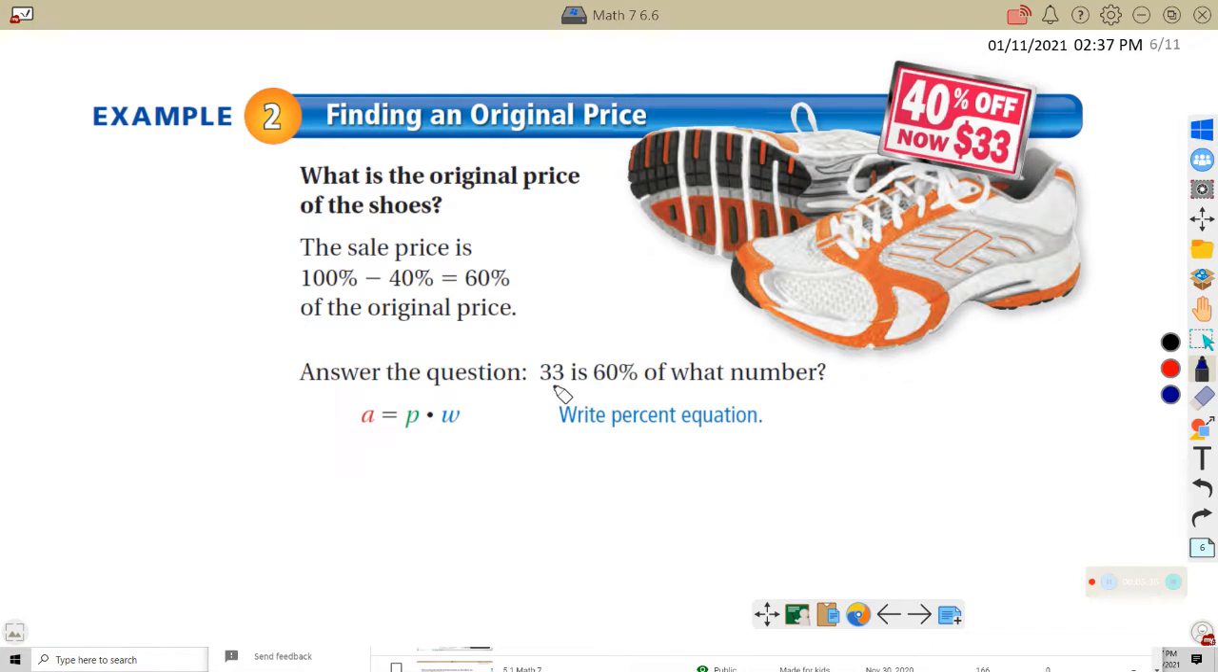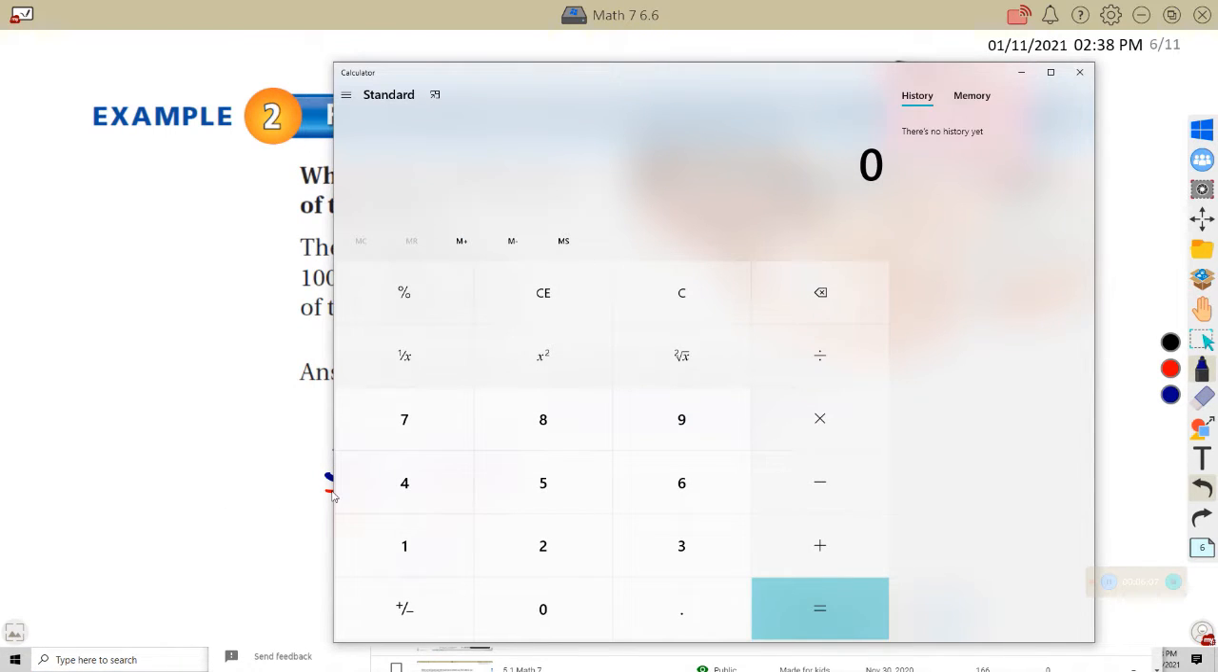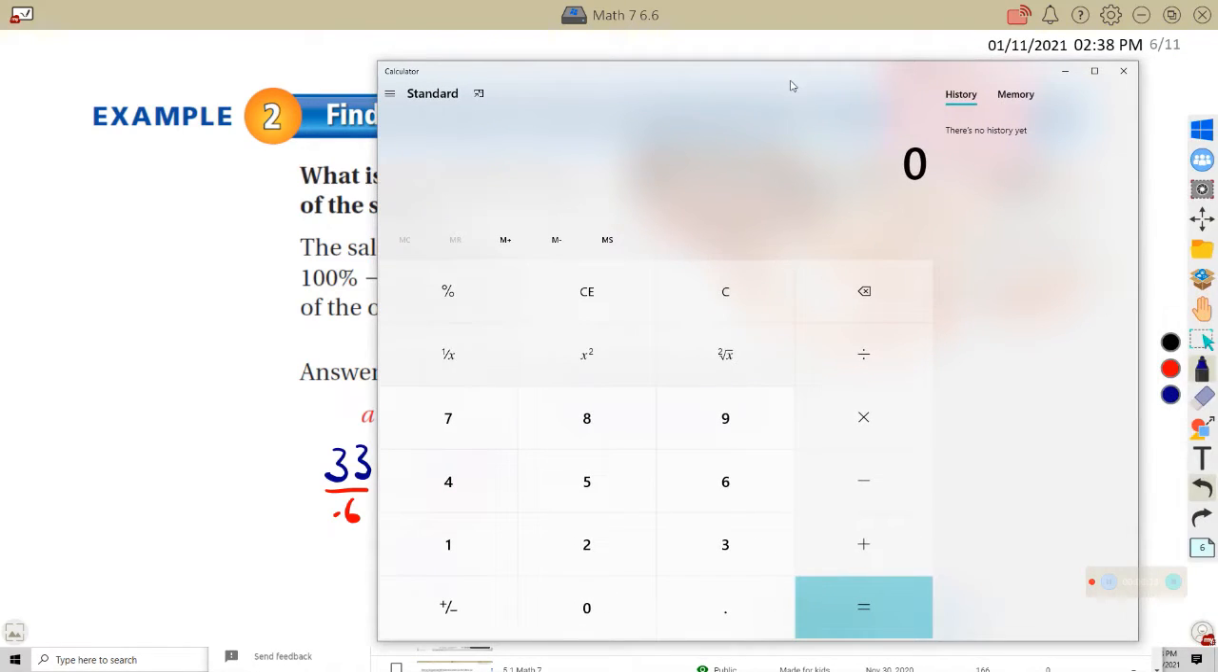So the question is, 33 is 60%, so 0.6, of the original price. The original price in this case is that whole amount, right? That's what we're starting with. Okay, so we'll just divide both sides here by 0.6. So 33 divided by 0.6.